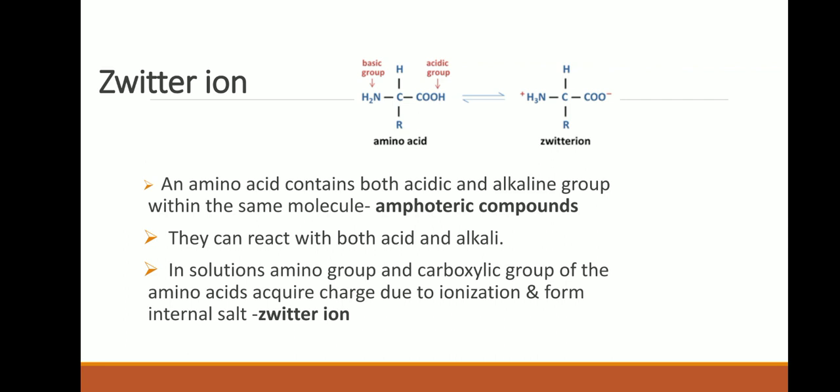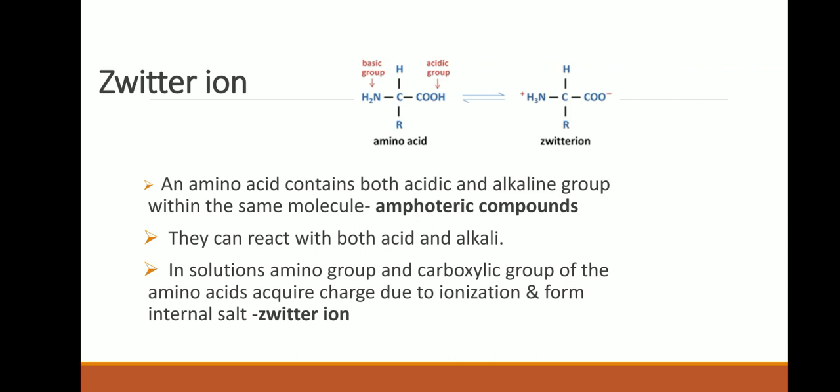So next is the zwitterion. Amino acids are known as amphoteric compounds. Why? Because an amino acid contains both acidic and alkaline groups within the same molecule. Such compounds are called amphoteric compounds. These amphoteric compounds can react with both acid and alkali.